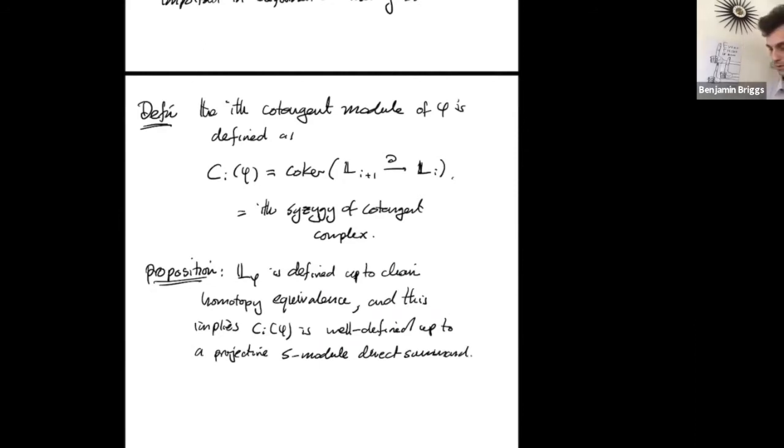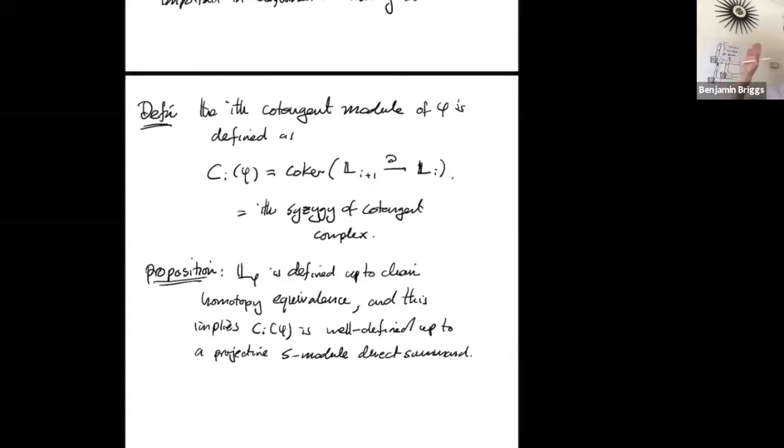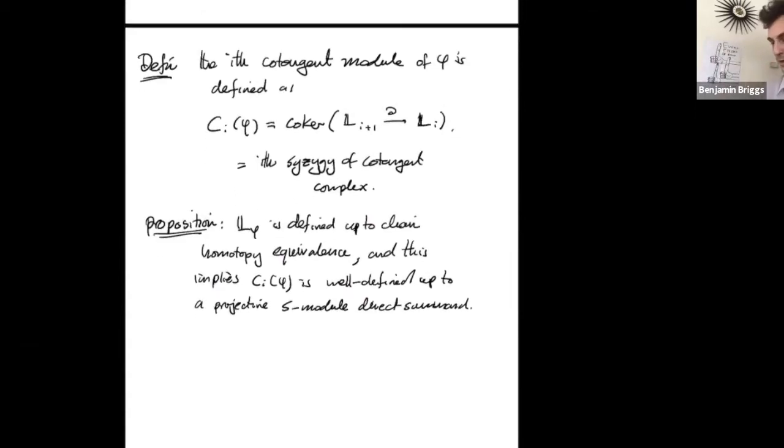So when you do this construction, if you and your friend use different resolutions, you might get slightly different answers, but the answers you get will be the same, but maybe one of you will have an extra free module stuck on, or maybe both of you will have free modules of various ranks stuck on. But they're well-defined except for that. And what I'm going to be talking about is their projective dimensions. So sticking on extra free modules doesn't change the projective dimension, so we're safe there. Okay, and here's where it gets fun.